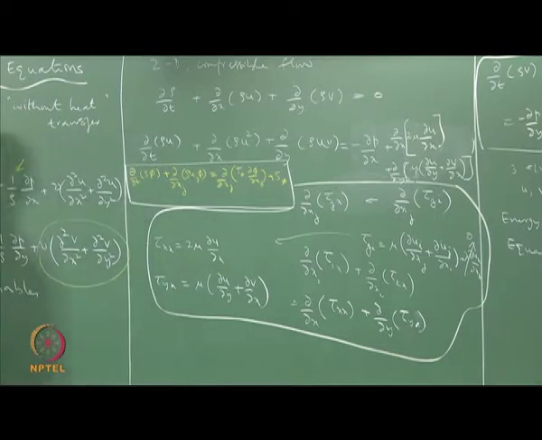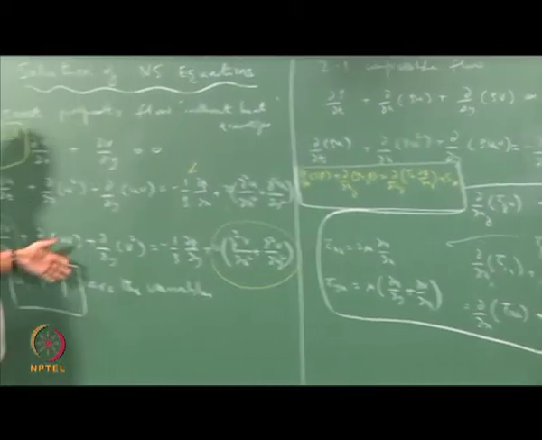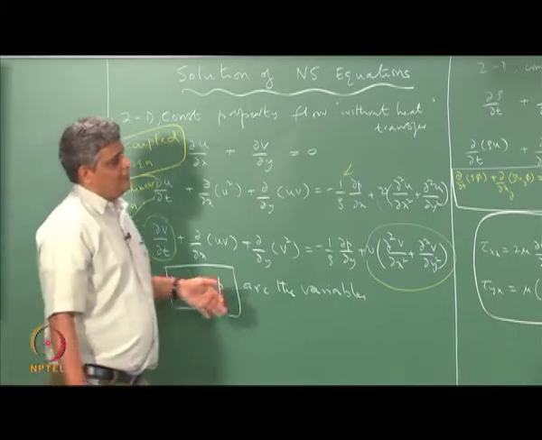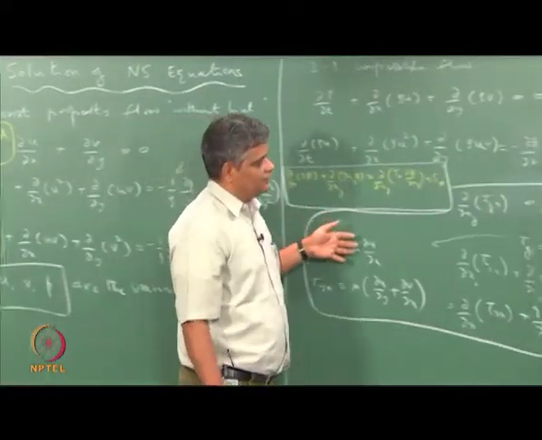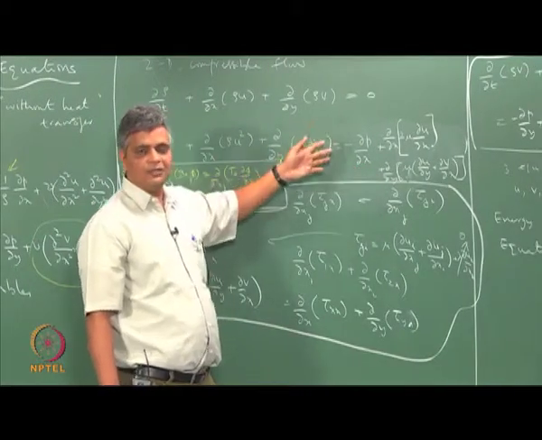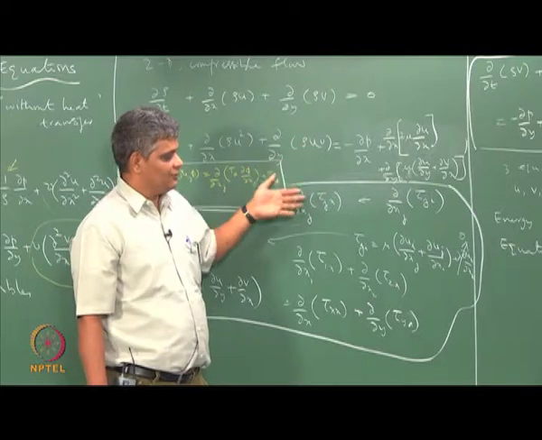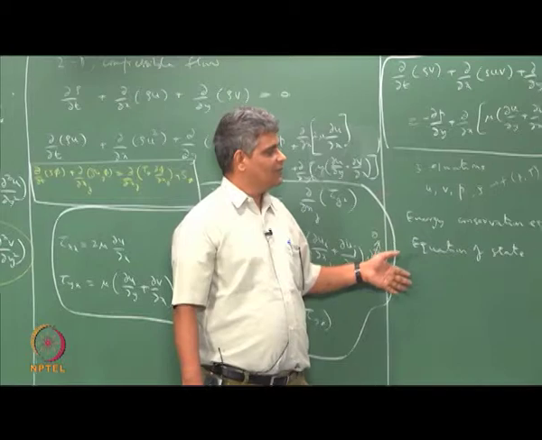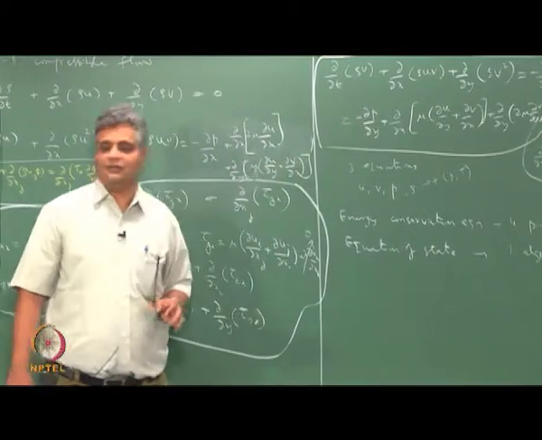So in the case of constant property flow, we have nonlinear coupled equations which are 3 in number here, and here we have nonlinear coupled equations with 4 partial differential equations, all of which are coupled, none of which can be solved independently, and we also have the equation of state. So we have coupled nonlinear equations.